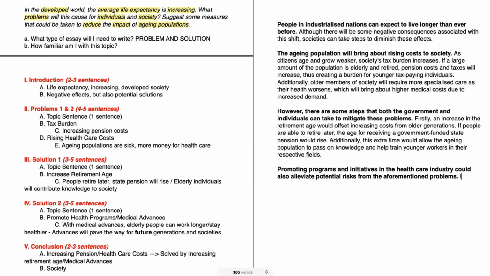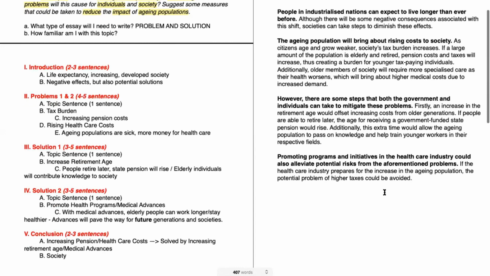And I would say, if the healthcare industry prepares for the increase in the aging population, the potential problem of higher taxes could be avoided. I'm using a modal here because it's speculation, so that's great.